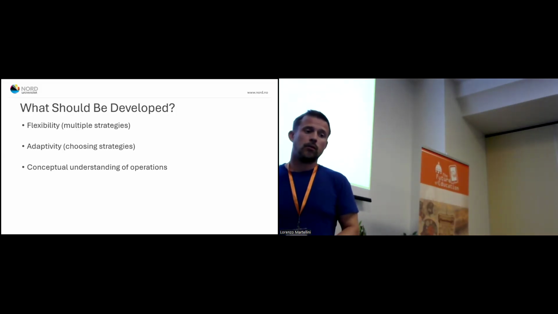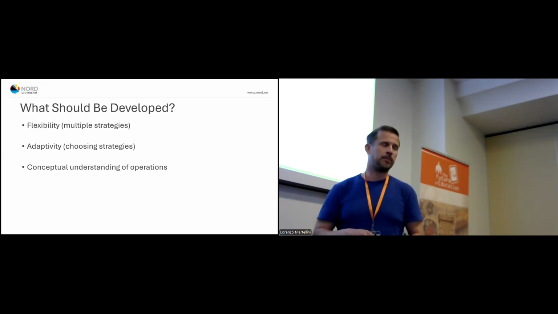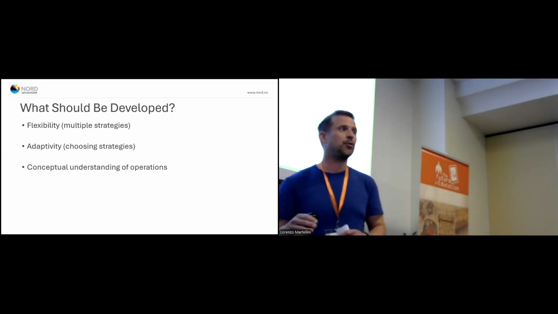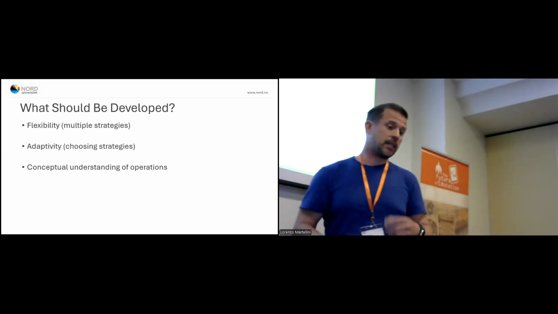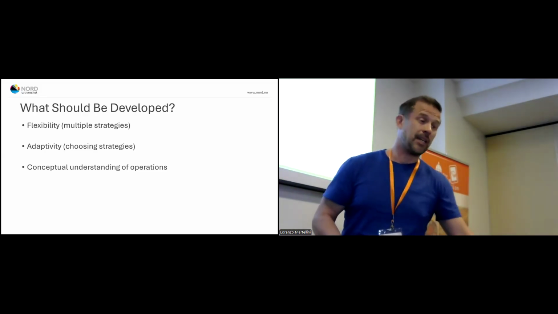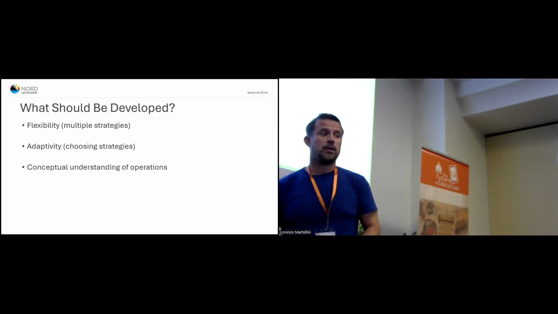So what should be developed? Flexibility, multiple strategies, like the four I mentioned early on. The adaptivity, to not choose one and stick with one strategy, that you use different types of strategy based on the tasks, as I said, and the conceptual understanding. Even with negative numbers, we need a broader conceptual understanding, subtraction tasks.